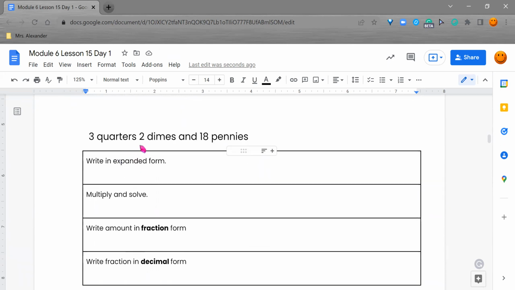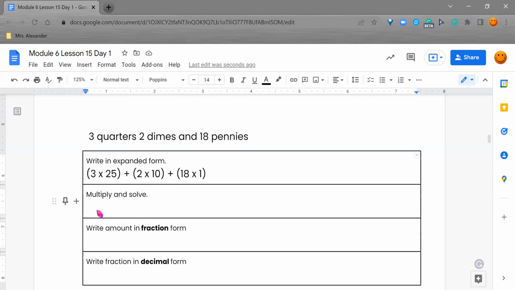I have 3 quarters, 2 dimes, and 18 pennies. We're going to go ahead and write it in expanded form. So I know 3 times 25 because I know a quarter is 25. And then I'm going to go the quantity of 2 times 10 because that's what a dime is. And then I'm going to add 18 times 1. So I have 3 different quantities because we have quarters, dimes, and pennies.